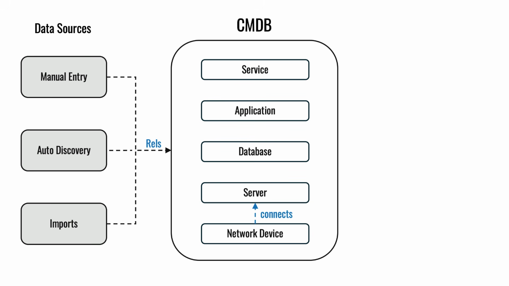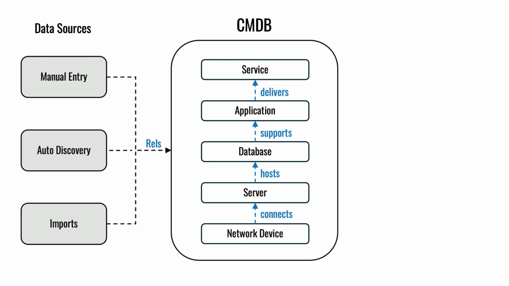The network device connects to the server. The server hosts the database. The database supports the application, and the application delivers the service. Now we have something completely different from what we started with. Not just a list of IT stuff, but a map. A picture of how everything connects and works together to deliver something the business actually uses.